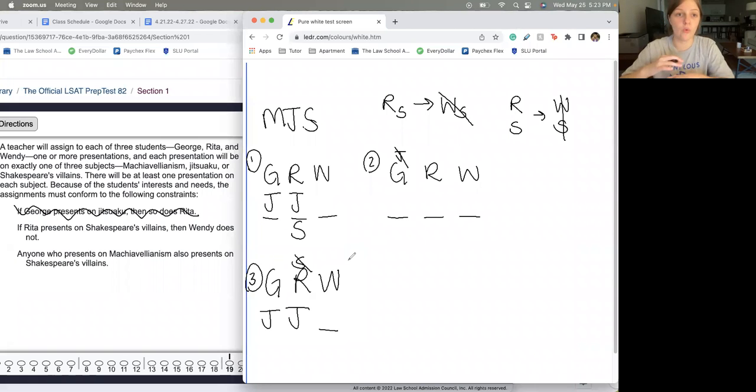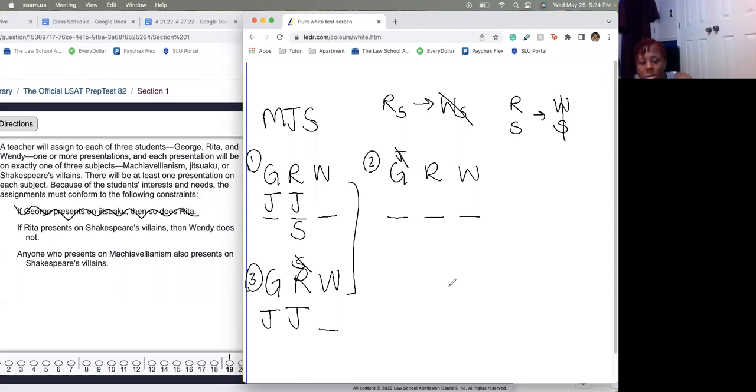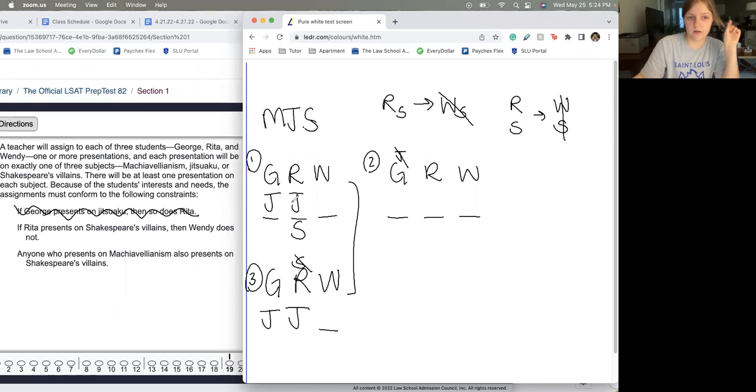Now I know when R is going to have S or when R is not going to have S. So that means that I can look back at that rule and I can see which one of my worlds that rule applies to. So between world 1 and world 3, where does that second rule apply? World 1. Yeah, because we have R presenting on S, right?